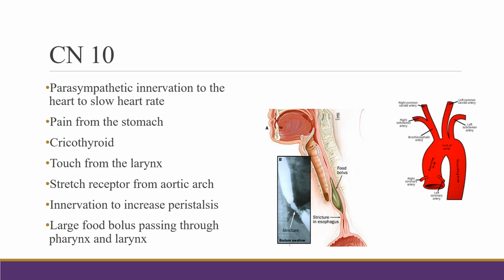Well, they'll use that. So people have pain in the stomach area, touch from the larynx of the cricothyroid, stretch receptors from our aortic arch, innervation to increase peristalsis or the movement of the digestive tract, and a large food bolus passing through the pharynx and the larynx. These are all going to stimulate the cranial nerve 10, vagus. So you can look over to the picture there, you can see the food bolus, and I put in a slide there that shows a stricture under a barium swallow there. Kind of interesting.